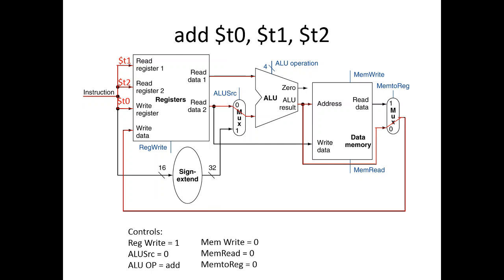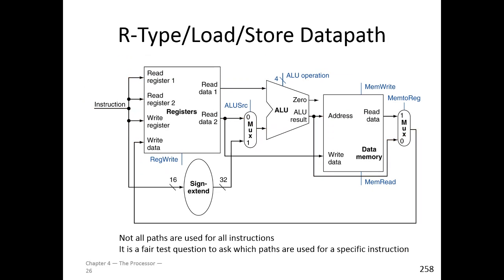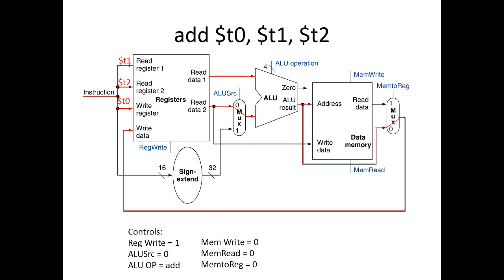So what about an add? An add, for example, can also be done here, though not in this type. It's going to read T1, T2, and output those data values into the ALU. The correct ALU operation has to be selected: ALU op add, ALU source 0, and the memory write, memory read.